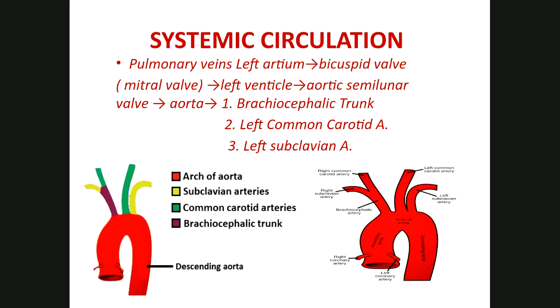So this is the ascending aorta, and this is the arch of the aorta. So this is where our mnemonic starts. So arch of the aorta, then we have the brachiocephalic trunk or artery. We have the left common carotid and the left subclavian.